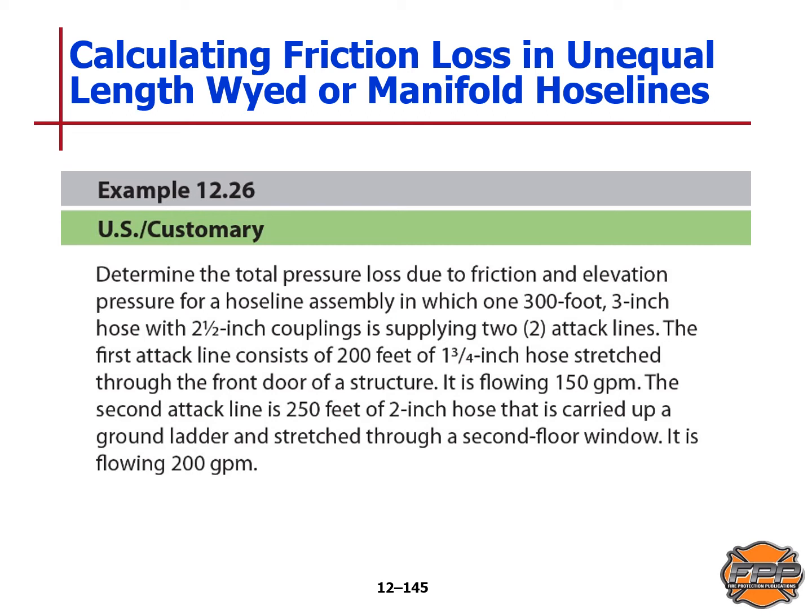So let's talk about calculating friction loss in unequal length wye or manifold hose lines. Here's an example. Determine the total pressure loss due to friction and elevation pressure for a hose line assembly in which one 300-foot 3-inch hose with a 2.5-inch coupling is supplying two attack lines. The first attack line consists of 200 feet of 1 3/4-inch hose stretched through the front door of a structure. It is flowing at 150 gallons per minute. The second attack line is 250 feet of 2-inch hose that is carried up a ground ladder and stretched through a second floor window. It is flowing at 200 gallons per minute.